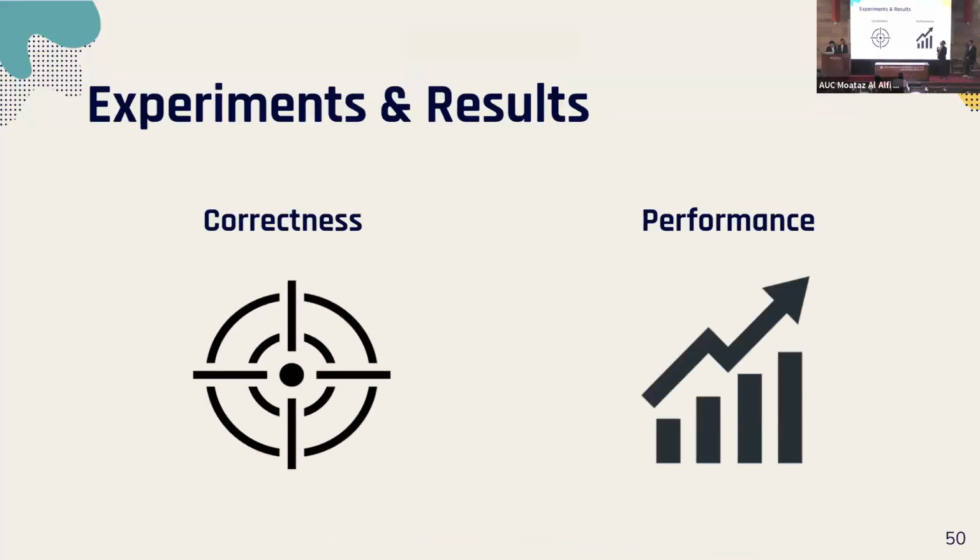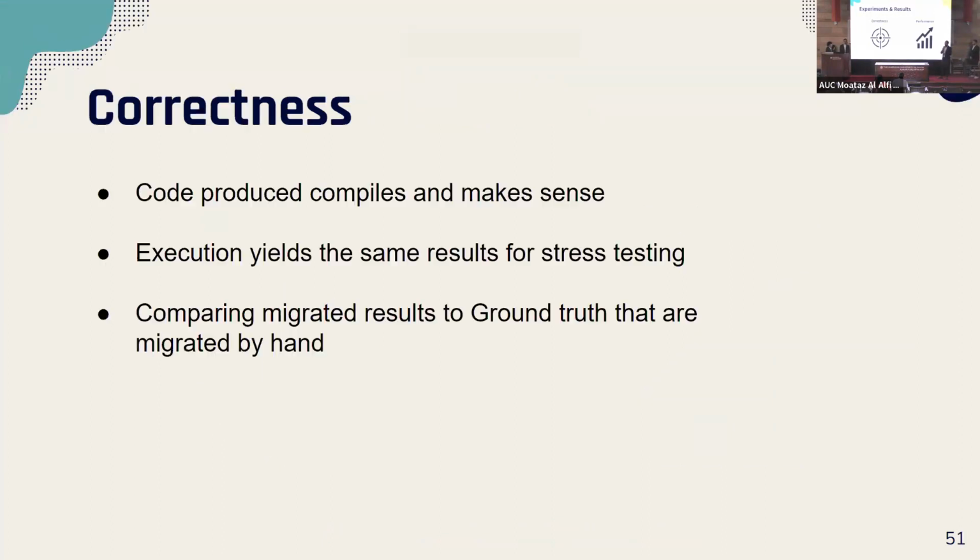Okay, now for our experiments, we had two kinds of experiments. The first was to test the correctness, how correct the actual code produced by our tool is. And a secondary sort of experiment was to test the performance of Project Loom and how much improvement happened. For the correctness, the first thing that comes to mind would be if the code produced compiles, then it's a good sign. So that's the very first thing that we checked.